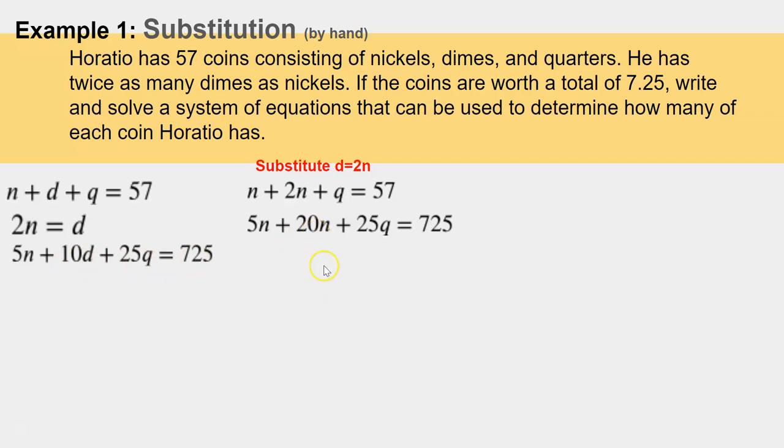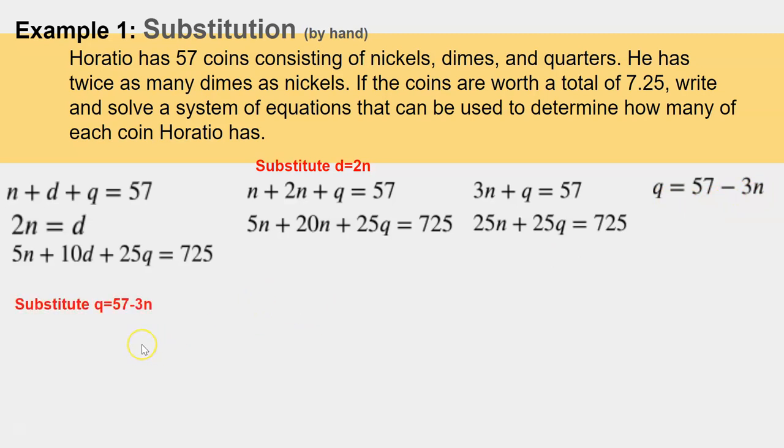So now, when we simplify these equations, we end up with n plus 2n is 3n, and 5n plus 20n is 25n. Now we have a 2 by 2, 2 equations and 2 unknowns, which is a lot easier to solve. We can solve this and figure out what n and q are. Notice that q is by itself. I can solve this 3n plus q equation for q. Just basically subtract 3n from both sides, and now I have a substitute for q, 57 minus 3n.